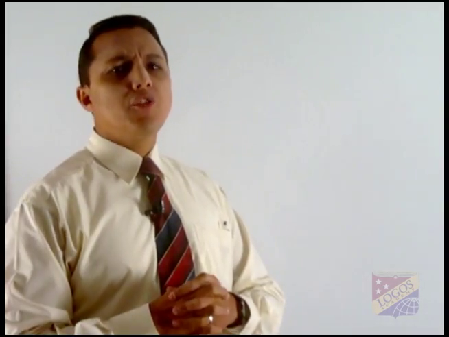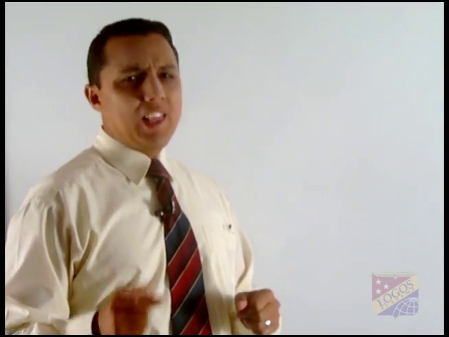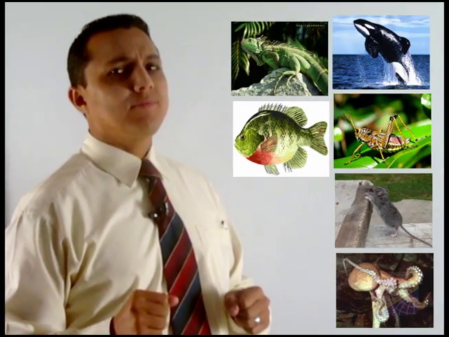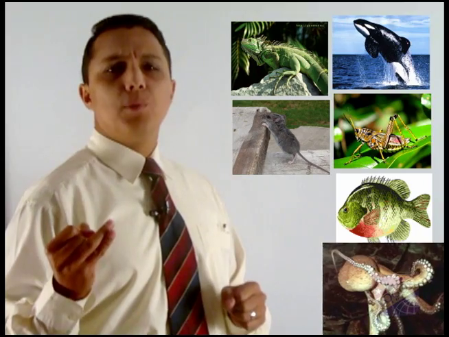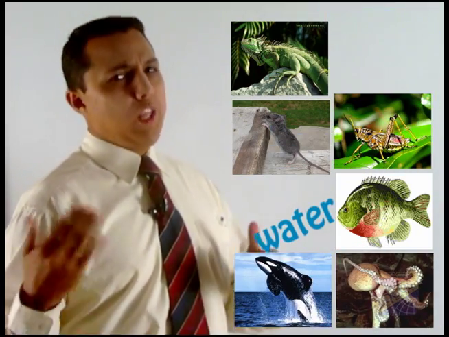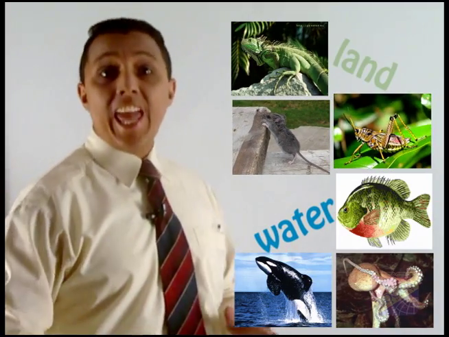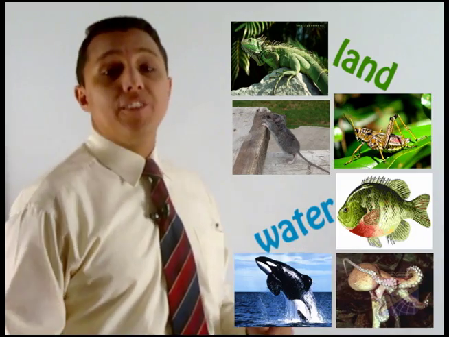Animals can live on land or on water. Let's group them considering that aspect. That means, do they live on land or on water? Let's see if you can guess. Fish, octopus, and whales are water animals, while iguanas, mice, and grasshoppers are land animals because they live on land.